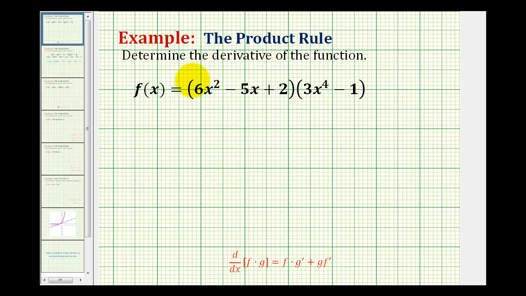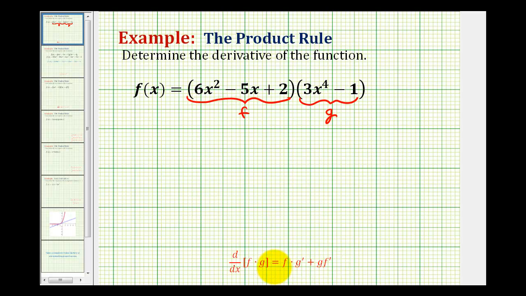We want to determine the derivative of the given function. The first thing we should notice here is that our function is a product of two differentiable functions. So if we call the first function f and the second function g, the product rule of differentiation states the derivative of f times g is equal to f times g prime plus g times f prime.